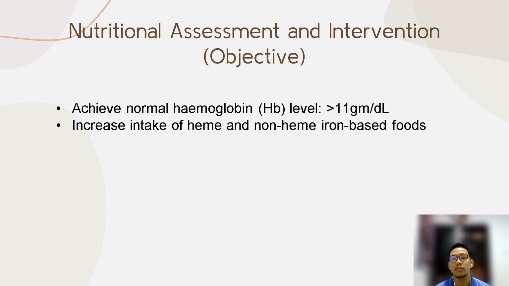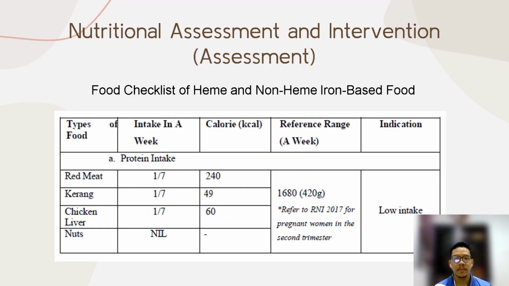So the objective is to achieve a normal hemoglobin level, which is more than 11 g per dl. And the second one is to increase intake of heme and non-heme iron-based foods in her dietary plan. As for the assessment, a food checklist of heme and non-heme iron-based food was run by our nutritionist and her.